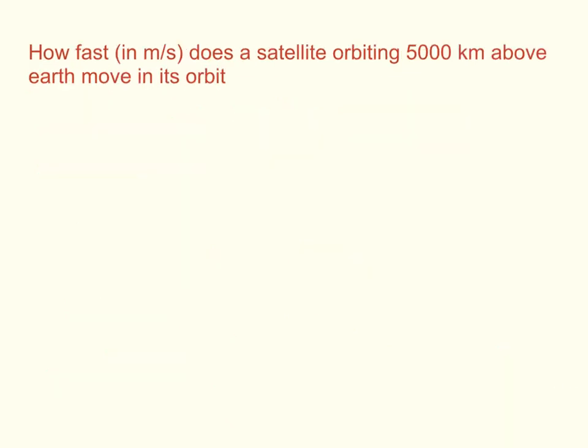So for the second problem, we want to know how fast a satellite orbiting 5,000 kilometers above Earth moves in its orbit. So what sort of things do I know? Well, I know sort of a radius of 5,000 kilometers, but that's not quite right. When we're doing any of these Newton's universal gravitation laws, there's the Earth and there's the satellite, so this distance would be the 5,000 kilometers. It's actually the distance from the center of the Earth to where the satellite is. The center of masses is really what we're interested in.